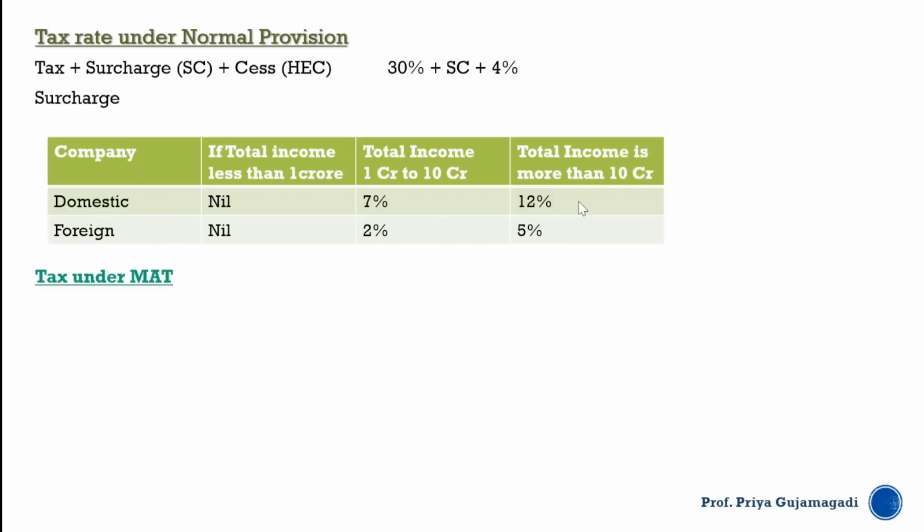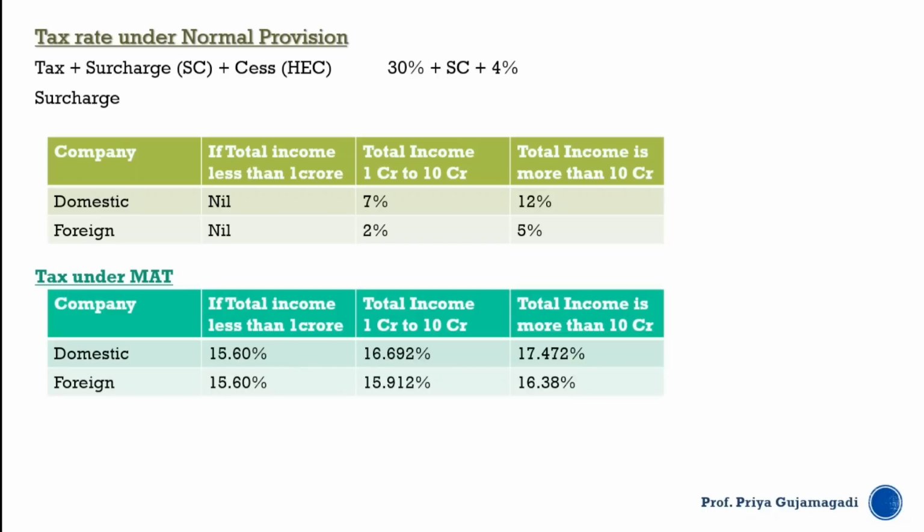So if in case the total income is less than 10 crore, but still in a question they have given you 12% surcharge, then take it. If the tax rate is given in a question, whatever they have given, take that. If it is not given, then you have to follow this table. So under normal provision, we will pay tax plus surcharge plus cess.